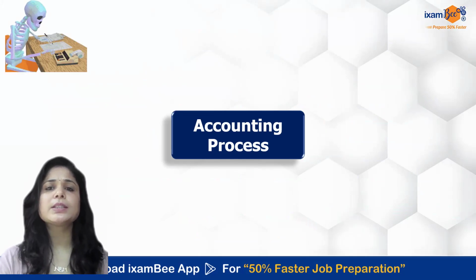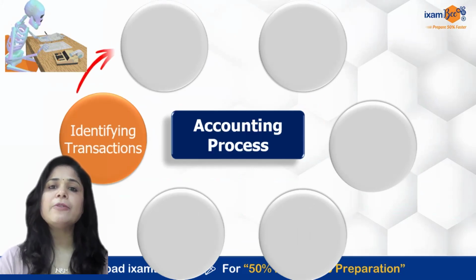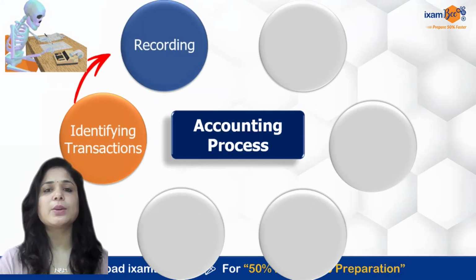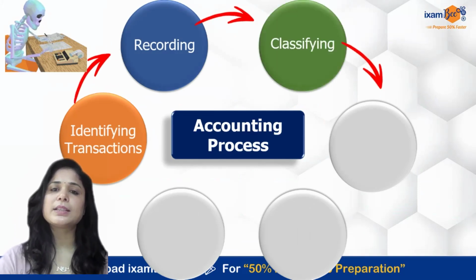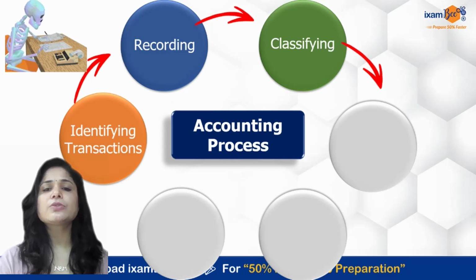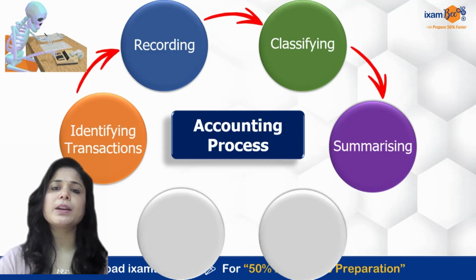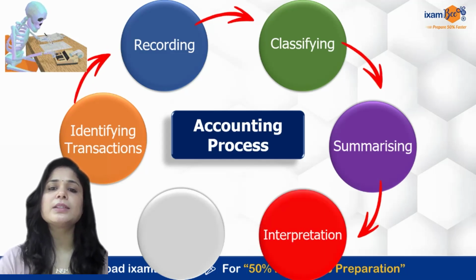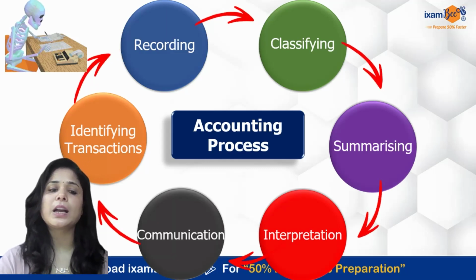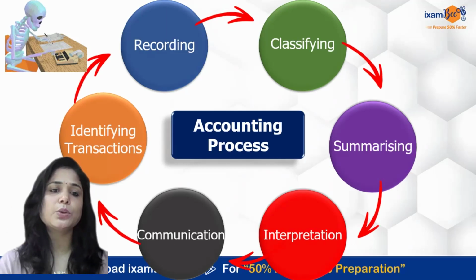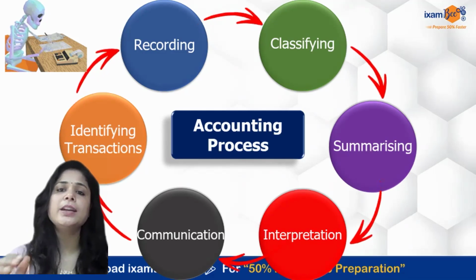In the accounting process, we first of all identify all the transactions of a monetary nature. Then we record all those transactions in the primary books, which is followed by classifying. After classifying, those transactions are summarized in the trial balance and the financial statements, and after summarization we interpret the results thereof, and in the last step we communicate the results to the users of the accounting information. So the cycle goes on: identification of transactions, then recording, classifying, summarizing, interpretation, and communication.